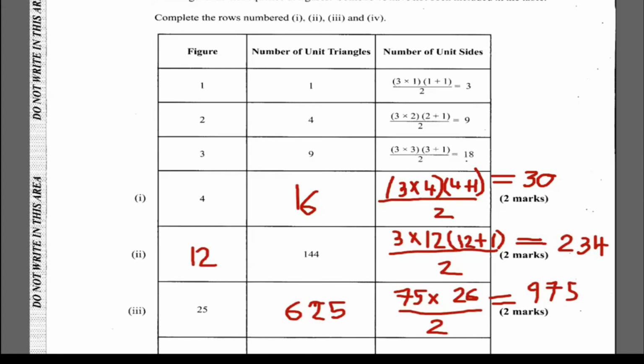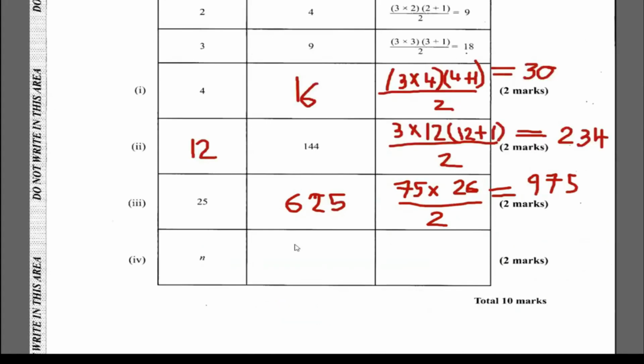Of course, for n, the number of unit triangles is just n squared. And the formula for the unit sides, as we can clearly see, is 3n multiplied by n plus 1, over 2. Easy question, nice and easy.